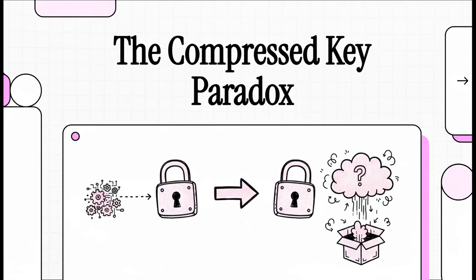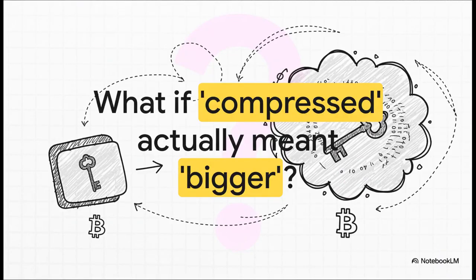All right, let's dive into something that sounds a little bit crazy in the world of Bitcoin. We're going to tackle a place where the word compressed doesn't mean smaller. In fact, as you're about to see, it means the exact opposite. I mean, think about it, right? You compress a file to make it smaller to save space. But what if choosing the compressed option actually made your file bigger than the original? It sounds like a bug or just a flat-out mistake.